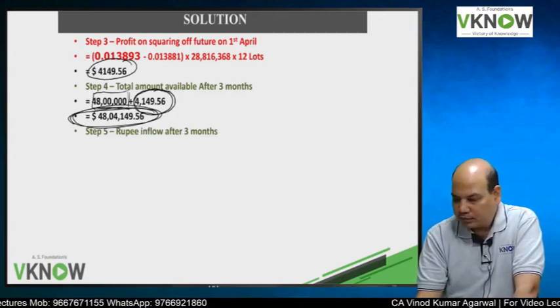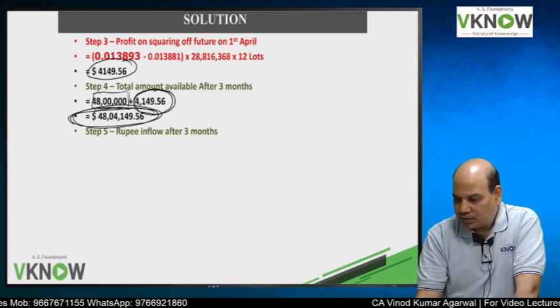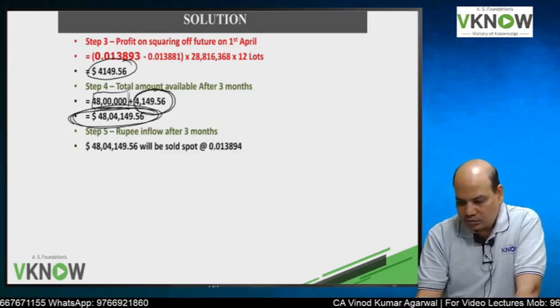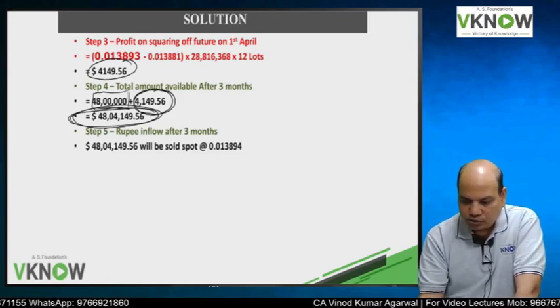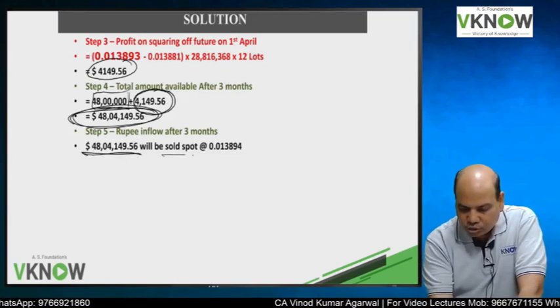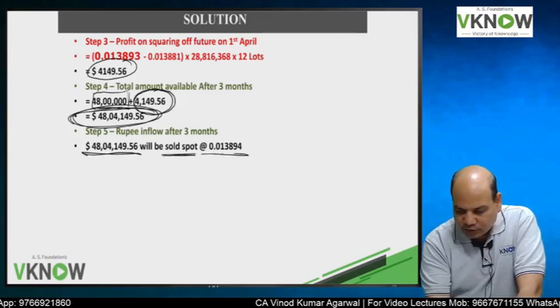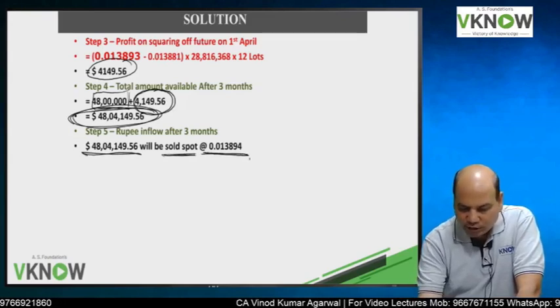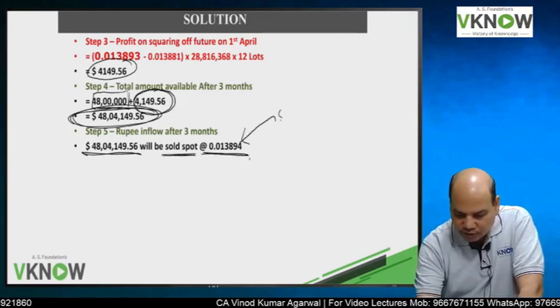Step 5. Rupee inflow after 3 months. Rupee inflow after 3 months will be at spot rate. Take this dollar, go to the market, sell dollar in the market. The spot rate, this is the spot rate in the question, last 5th line.